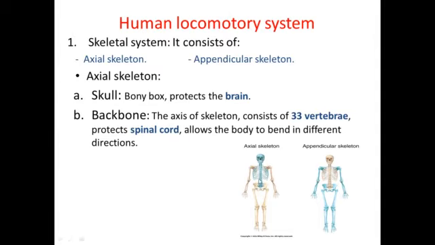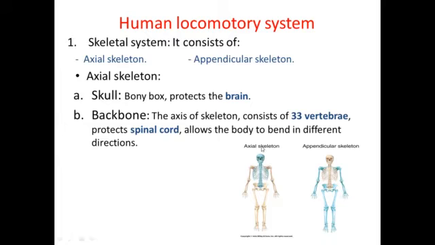Second, the backbone. The backbone is the main axis of the skeleton, as all bones of the body are connected to it directly or indirectly. It consists of 33 vertebrae, and these vertebrae protect the spinal cord inside them, and they allow the body to bend in different directions.